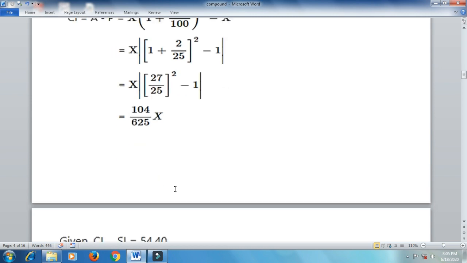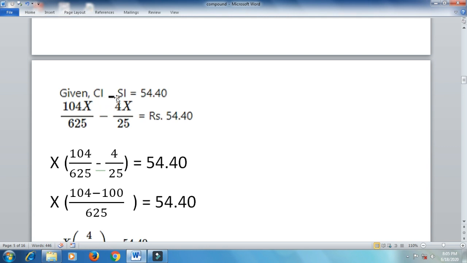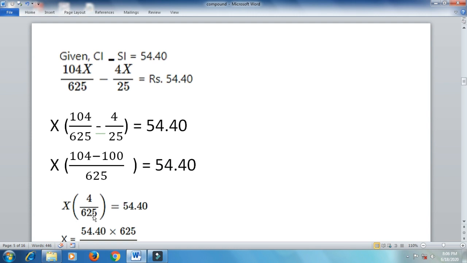Let us calculate the difference. Difference between compound interest and simple interest is 54.40. So, 104x by 625 minus 4x by 25 is equal to 54.40. Take out x as a common factor. It results as 104 by 625 minus 4 by 25. LCM of 625 and 25 is 625. Hence, the numerator will result as 104 minus 100, that leads to 4 by 625.